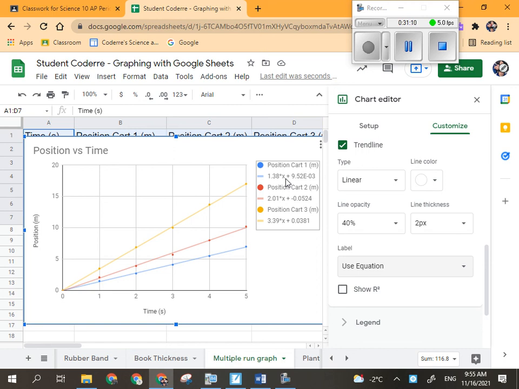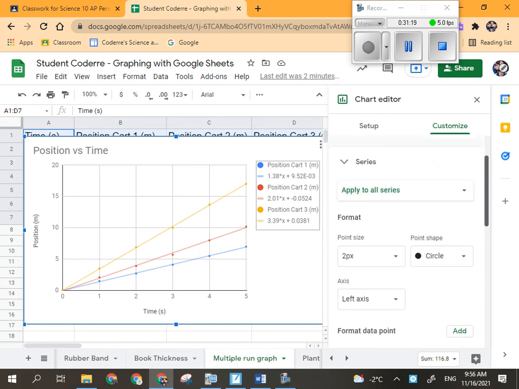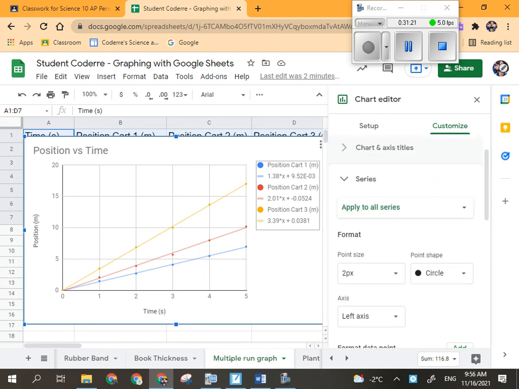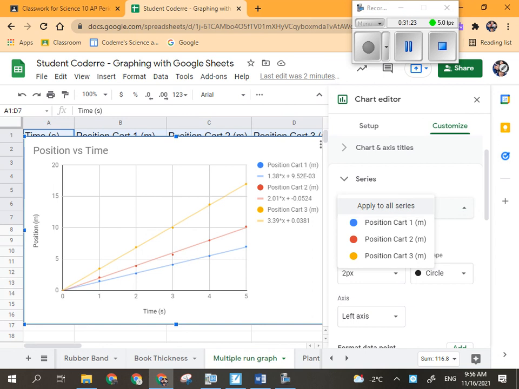Did anyone else only get one equation when they did that? Okay. If that did happen to you, you just have to go up here where it says series, and if it doesn't say apply to all, it might just say one or two or three of them. Just click apply to all, so it does them all. Okay. All right. So that gives us our equations for those cars.